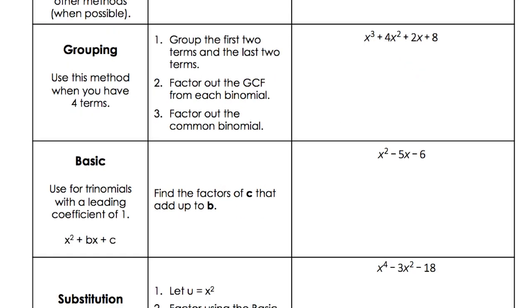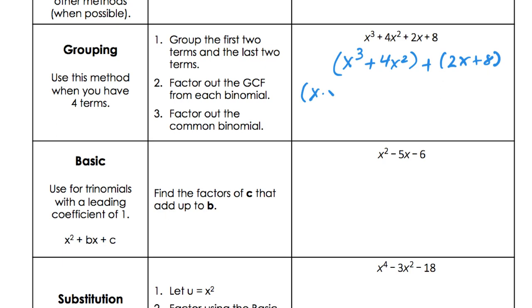The next method for factoring is called grouping. What you want to do is you have an expression and you want to group the first two terms. So you have x cubed plus 4x squared, and that's grouped together, plus 2x plus 8, and that's grouped together. Not all the time I do this, but I like to put this in factored form.